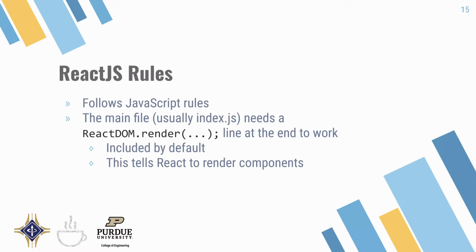There are some basic rules we follow when using ReactJS. For starters, it follows all the JavaScript rules because JavaScript is really integral. The second rule is that the main file is usually index.js, and we really do not touch this file. Everything we edit is done in the components folder, which we'll talk about more later, or in the app.js file. And the index.js has to include a line that says ReactDOM.render towards the end to work.